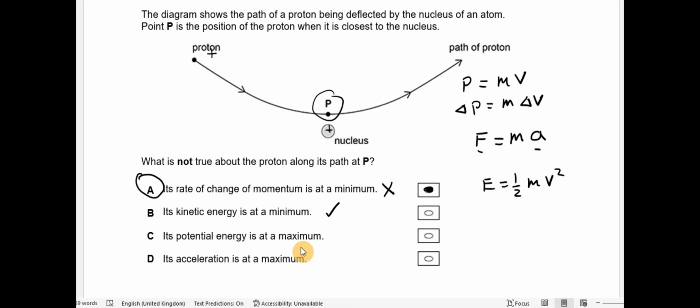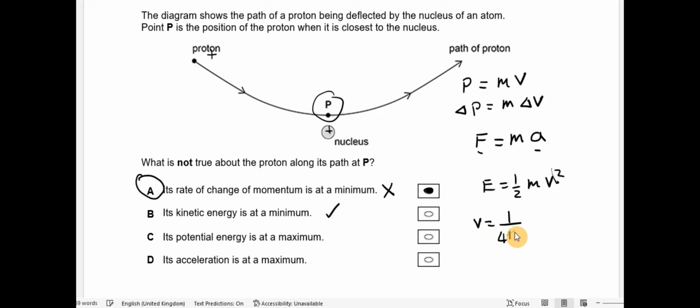The potential energy is at a maximum. Well, electrical potential is given by 1 over 4 pi epsilon naught multiplied by the charge, in this particular case the charge of the nucleus, over the separation between the two charges. So yeah, the potential, and therefore the electrical potential energy, is actually at its maximum at this point because the separation between the two charges, the proton and the nucleus, is at a minimum.